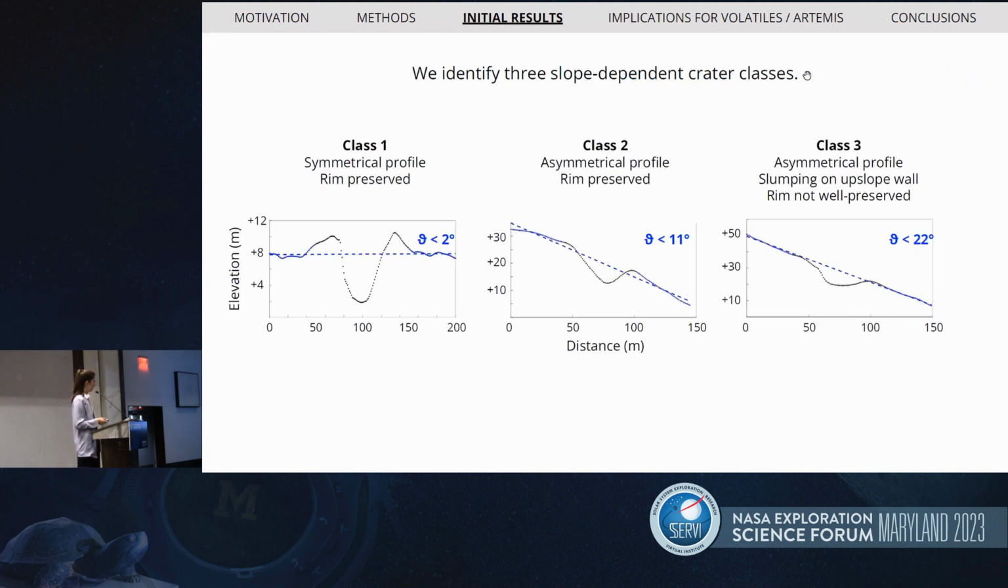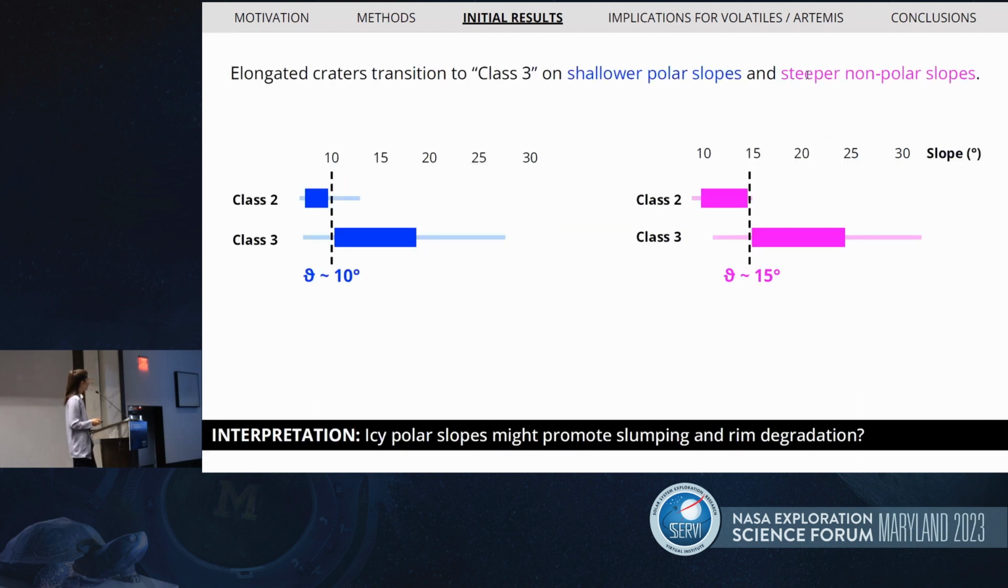Oh, and I should say that we're interested in when these transitions occur, both for regolith that could have ice and then also dry regolith as well. So right now, we're finding that there's a pretty clear transition between class 2 and class 3 craters by analyzing the morphometry or the shapes of these craters. Specifically, what we find interesting is that the craters tend to transition to class 3 at relatively shallower polar slopes than relatively steeper non-polar slopes. So these are angles of 10 and 15 degrees respectively. So perhaps this suggests that the presence of volatiles or very cold regolith could promote some sort of slumping or rim degradation on relatively gentler slopes.